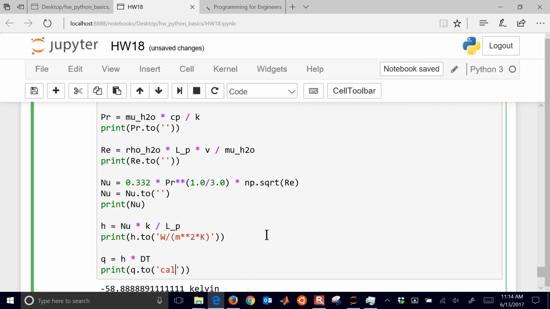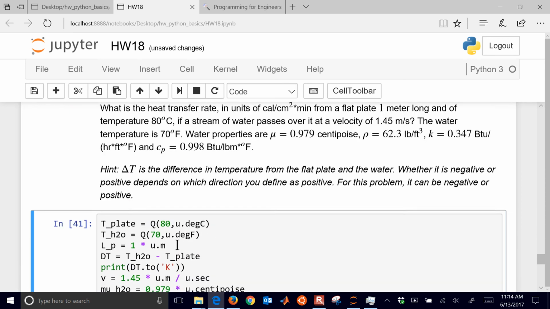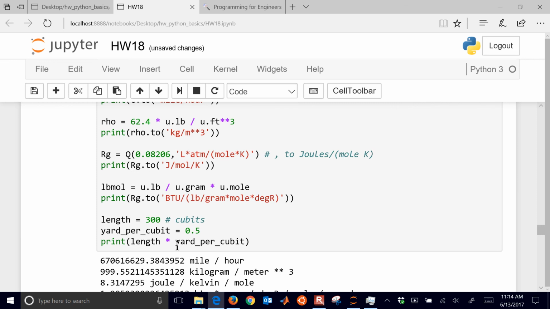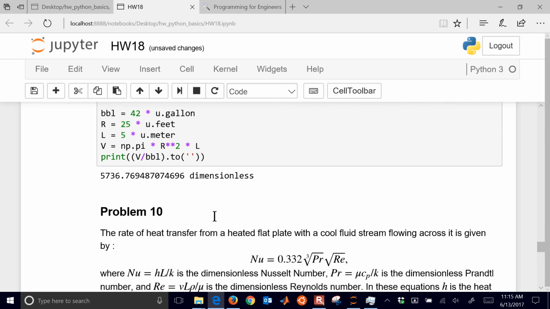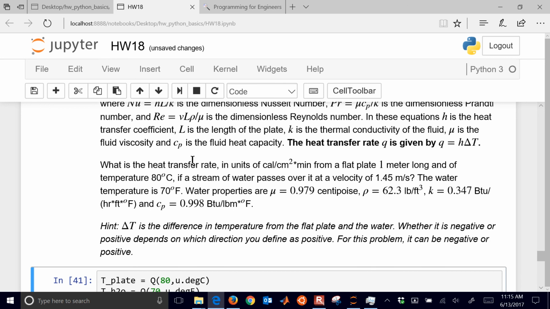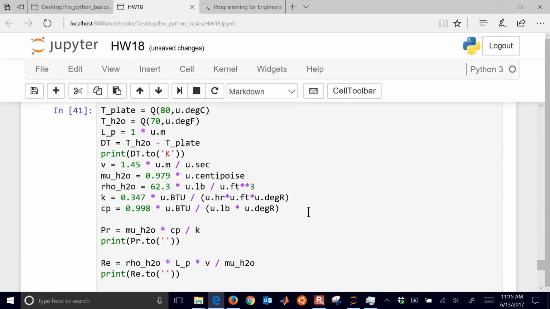And so I'm going to put this into units of calories per centimeter squared per minute. Okay, so I have a heat transfer rate, and so I'm losing 38.8 calories per centimeter squared per minute from this hot plate. Okay, so just to review, we did units here. We did conversions from like the speed of light, density, ideal gas constant, measures of length. Okay, we went on to problem 9, just calculate the volume using a radius and a length that were in different units, and this converted it for us and put it into barrels eventually. And then problem 10 was a more realistic heat transfer type problem with lots of units, dimensionless numbers, a lot of information there, but we wanted the heat transfer rate in calories per centimeter squared per minute, and so we did that with these calculations here.